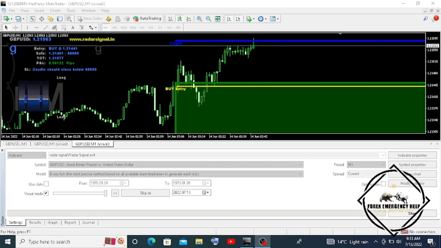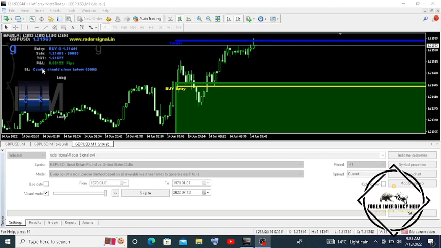Today with me is an indicator called a radar signal, and I'm backtesting it for you on the 1 minute chart. As you can see, this is GBP USD on the 1 minute time frame, and this indicator will give you an entry, a safe entry, and a target. It will tell you your profit and your loss. It will also give you where to set your stop loss.